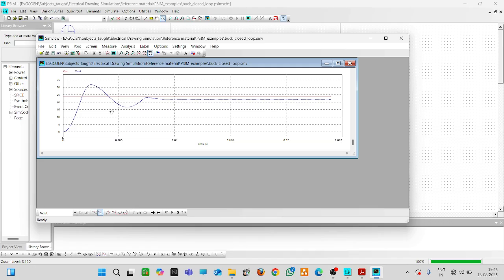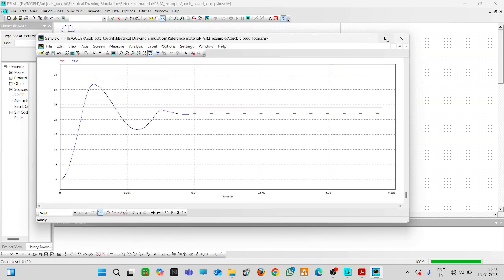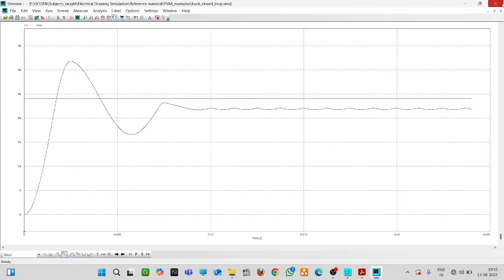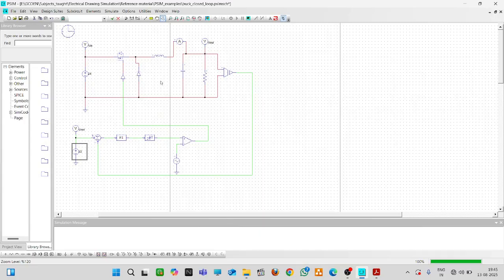Okay, it is coming. You will have to change the values of P and I. Okay, so now this is about the closed loop of the buck converter. So we have successfully implemented the open loop and the closed loop configuration of a buck converter.